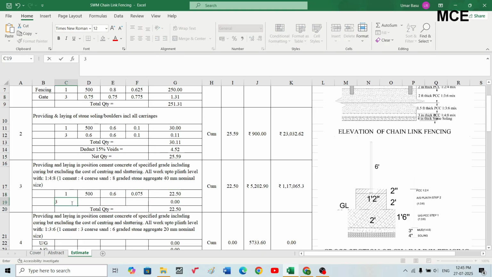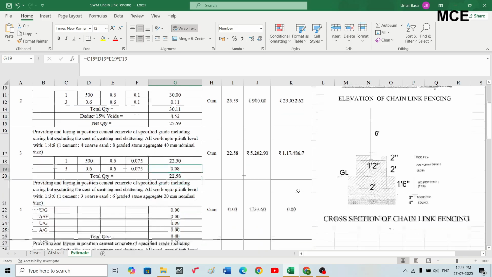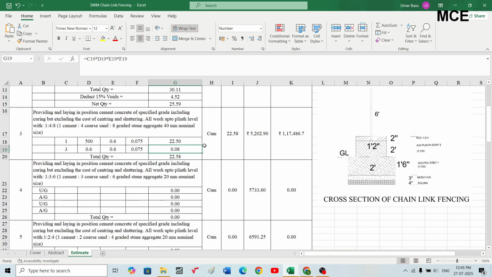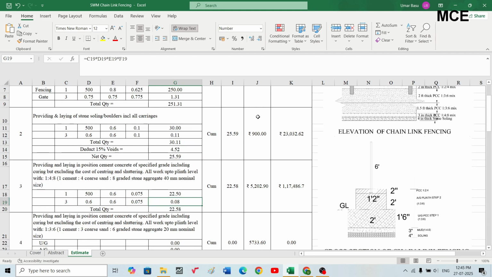For gates, we have 3 pedestals of width 0.6 into 0.6, and thickness for this will be 0.075. Okay, that is 3 inch. So total quantity will be 22.58 cubic meters. Rate for this item is 5,202.90 INR per cubic meter. So total cost will be 1,17,486 Indian rupees. Okay, rates will differ according to your country.